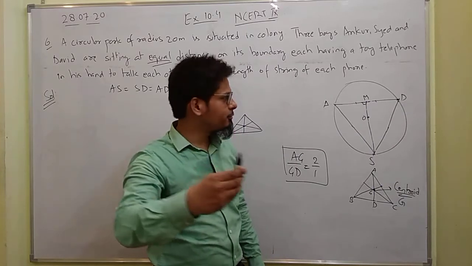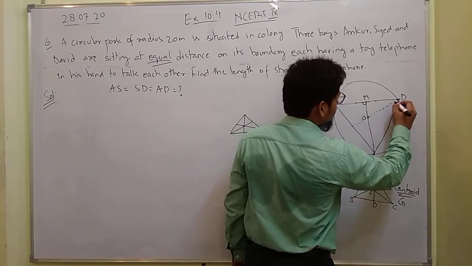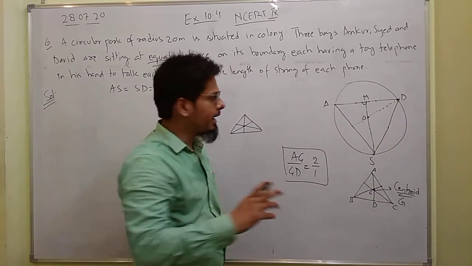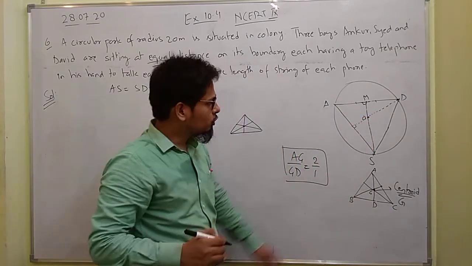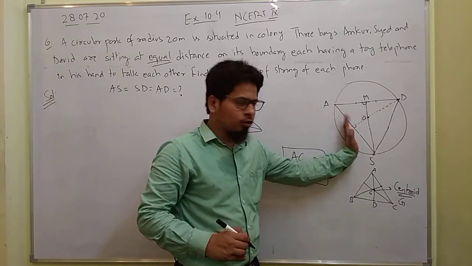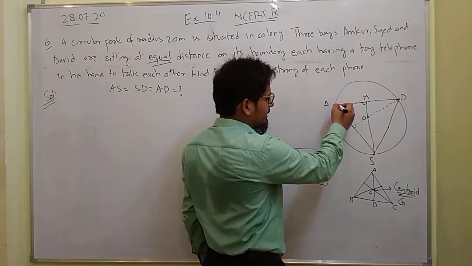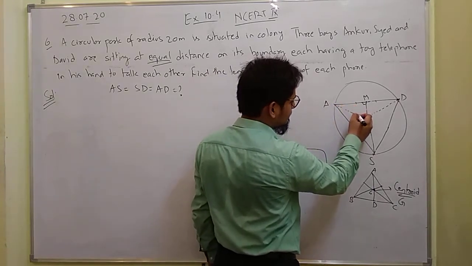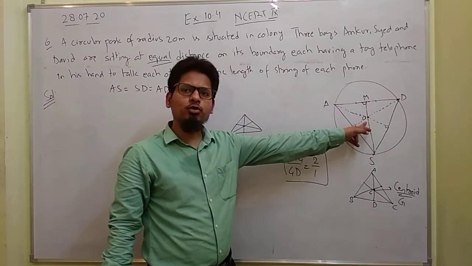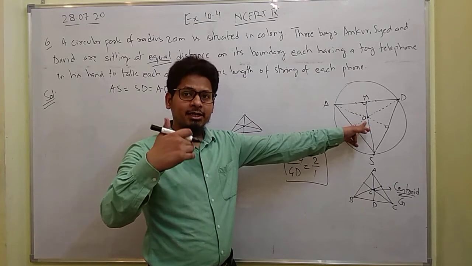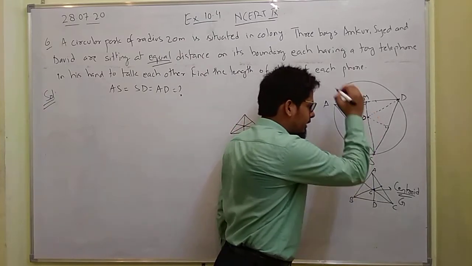Clear? Again I am drawing. Now I'm going to draw this line here. It is also the median. Why? Because this line passes through the center and is perpendicular to this chord, so this line also will bisect the chord. So it is also the median, right? And again here, I am doing the same thing. It is also the median. So this is point O. What is O? O will be the centroid of the triangle, right?